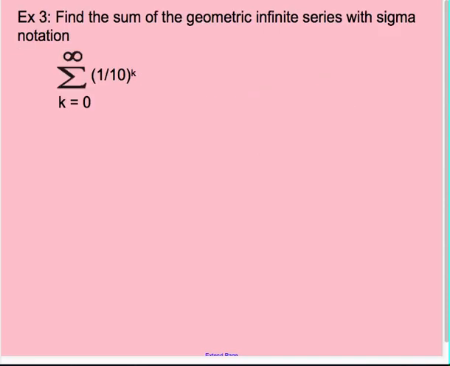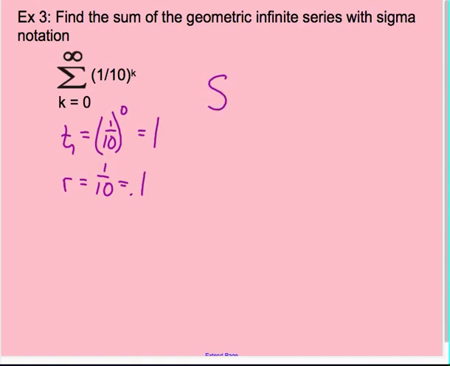On our last example, we're going to look at finding the sum of an infinite geometric series using sigma notation. Very similar, except we just need to calculate the first term. So substituting 0 in for k, anything to the 0 power is 1. And then our common ratio, remember, is the base of the exponential, which in our case is 1/10, or if you prefer the decimal form, it's a little easier to use with our formula, would be 0.1.